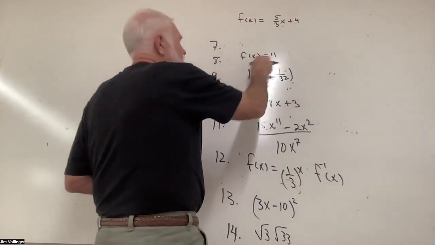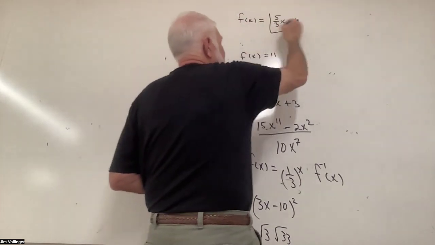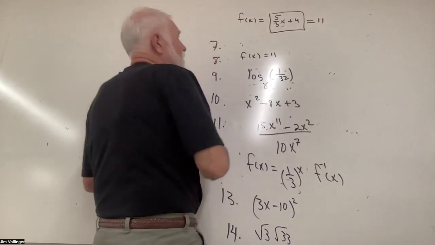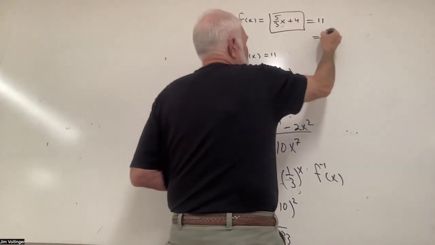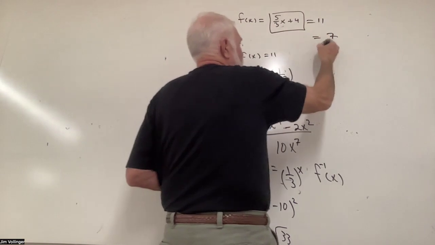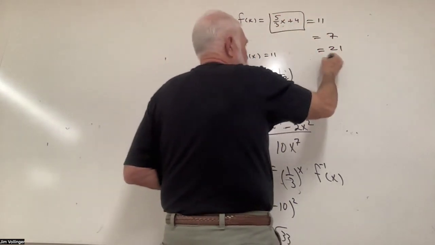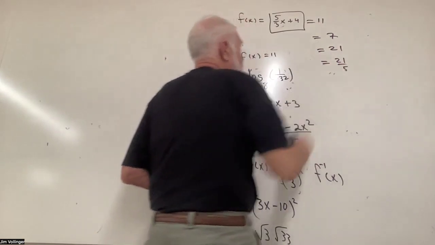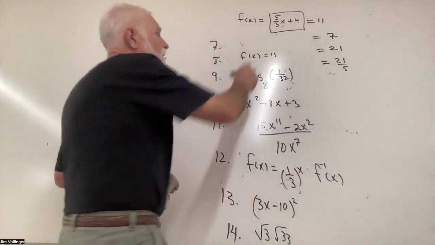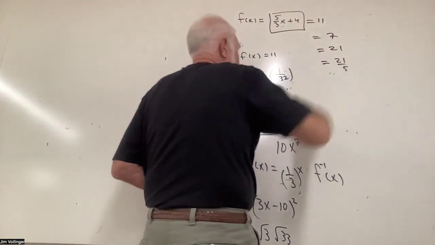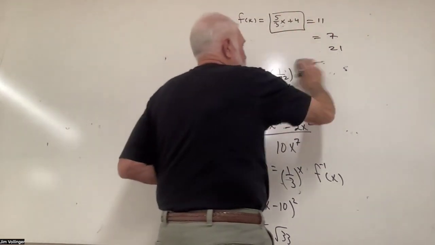Now I have f of x equals 11. Well, f of x is this calculation. I want to know when it equals 11. Well, the first thing you can do is move 4. Next thing I'm going to do is multiply by 3. I don't like multiplying by the reciprocal. It's easier just to do it this way. 21 over 5 is your answer for that problem. Subtract 4, multiply by 3, divide by 5. That takes care of that.